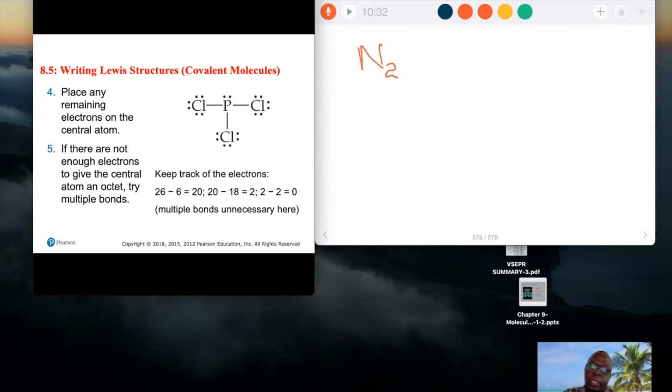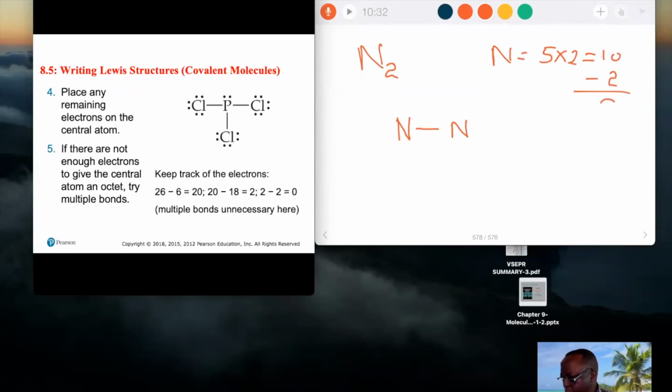Let's see the nitrogen gas. Even though this one doesn't have a central atom, we'll see how we play around with this until we end up with a multiple bond. So nitrogen is in group 5, so 5 times 2, all right. We know we have 10. So the connection, you see that we don't have a central atom. We have used 2, so let's subtract 2. How many remaining? 8.